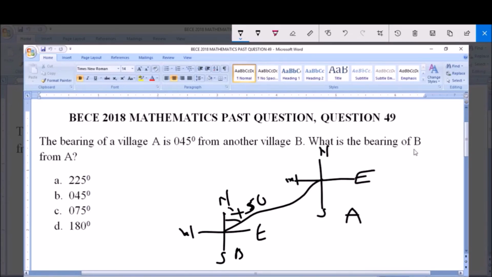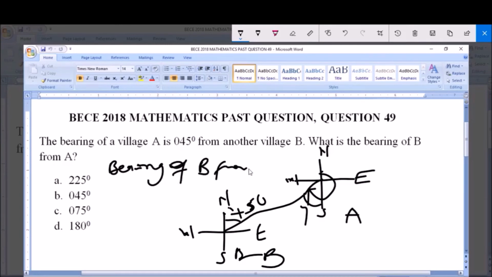So now we are asked to find the bearing of village B from A. And like we know, to find the bearing of B from A, you have to find this angle here. This is the bearing. And now we can divide this angle into two. That is the angle on a straight line, which is 180, and then this angle here, let's call this angle Y. So angle on a straight line, this 180 and this angle Y. So therefore we say the bearing of B from A is given as 180 degrees, as angle on a straight line, plus angle Y. Now how do we get Y?